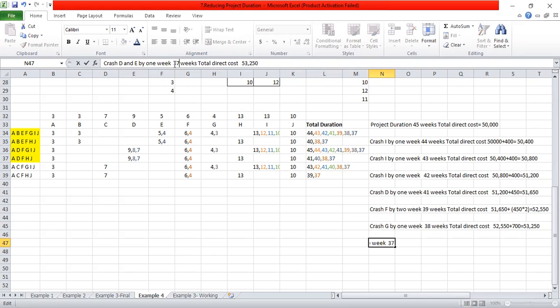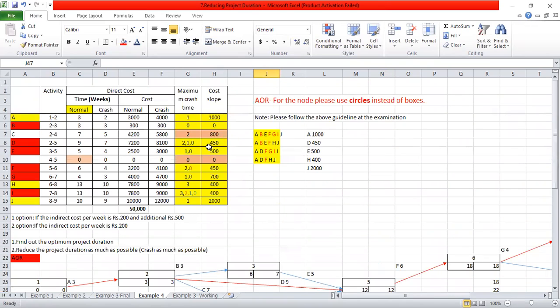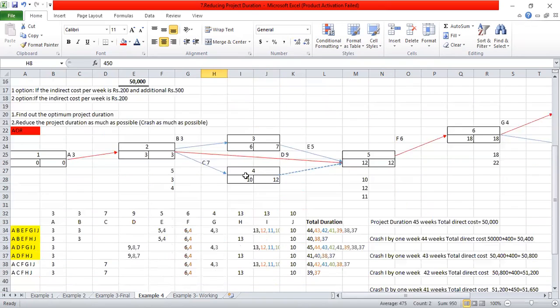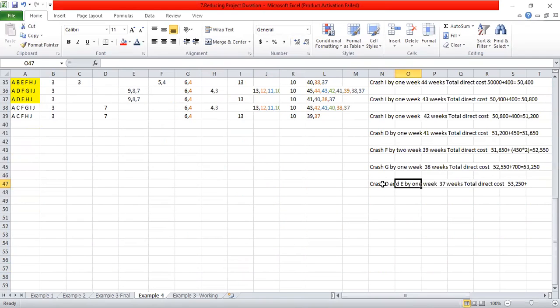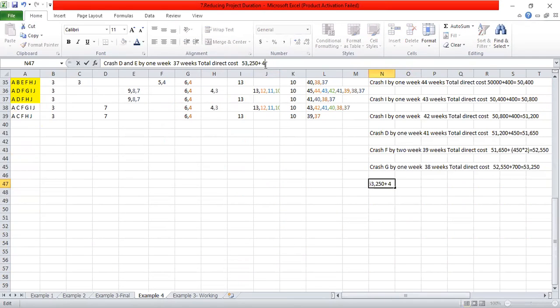All these paths are now critical, at 37 weeks. And the total direct cost is how much? Can you remember? D and E costs are 450 and 500. You have to add 450 plus 500, so it is 950. You have to add that, giving 45,200.